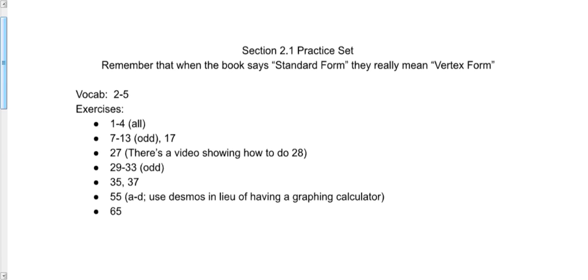Practice set. Due on Tuesday. So what's going to happen if I make it due on Wednesday? How many people are going to do it Tuesday night if I make it due on Wednesday? No. Who are you kidding? You're not going to do it at all. Do it Tuesday.